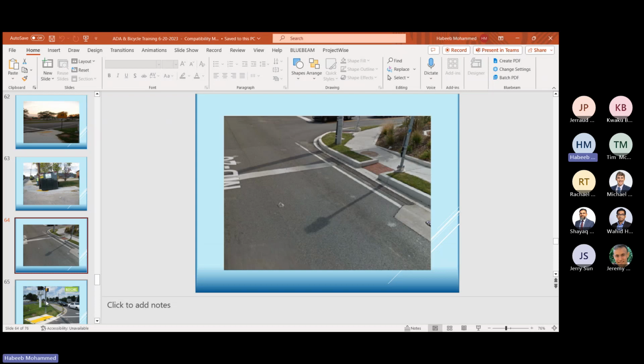Let's see who can answer this one. The stop line is past the ramp. It looks like... you are correct. What should it be? It should be 4 feet behind. I mean, the ramp should be in front of the stopper, right? Yeah. Okay, yeah.